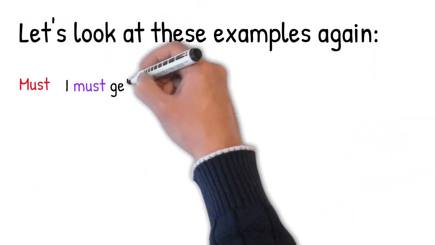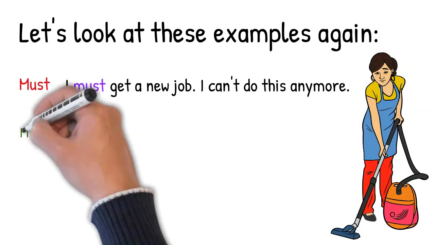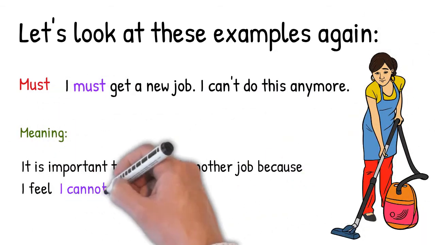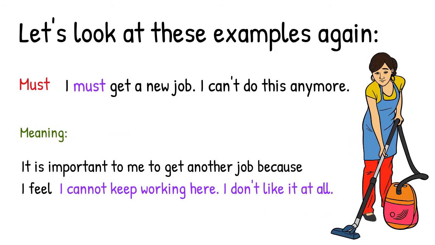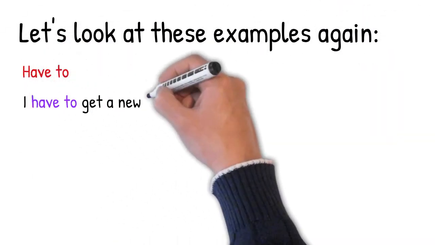So let's look at these examples again. Must. I must get a new job. I can't do this anymore. The meaning here is it's important to me to get another job because I feel I cannot keep working here. I don't like it at all. It's my feelings. I must get a new job because I don't want to do this anymore. So it's about feelings.